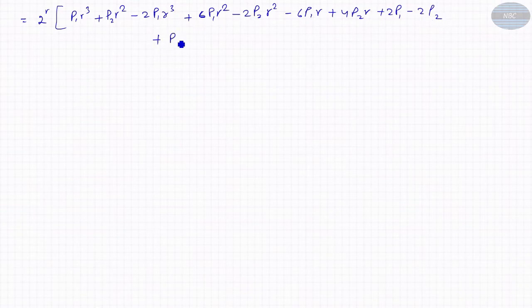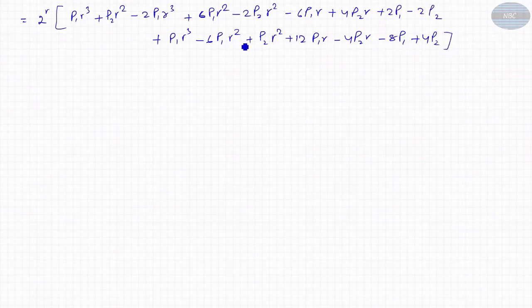plus p1 r cube minus 6 p1 r square plus p2 r square plus 12 p1 r minus 4 p2 r minus 8 p1 plus 4 p2.